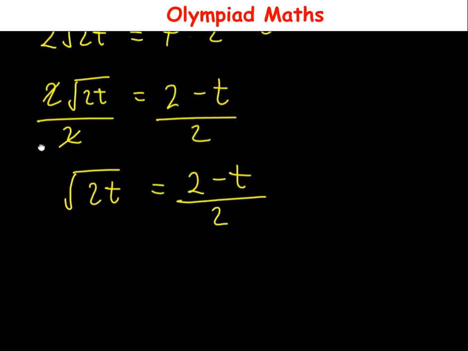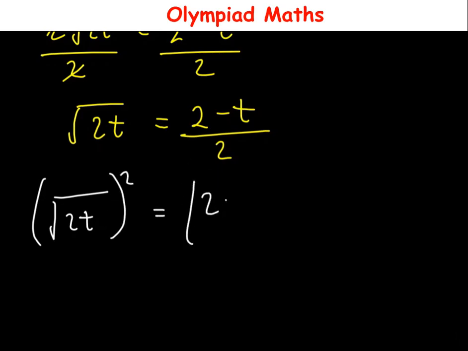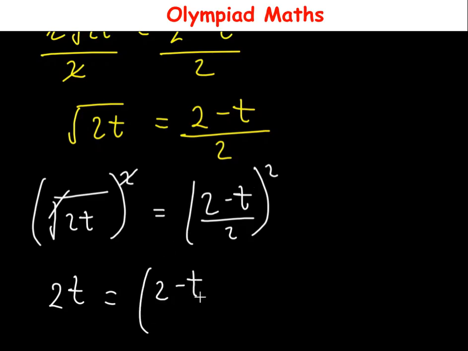And from here, to simplify this further, since we have a square root right here, we're going to eliminate the square root, and to do so, we're going to square both sides of the equation. So, in brackets, root 2t all squared is equal to 2 minus t over 2 all squared. Square cancels square root, we have 2t is equal to 2 minus t over 2 all squared, which is 2 minus t over 2 multiplied by 2 minus t over 2.